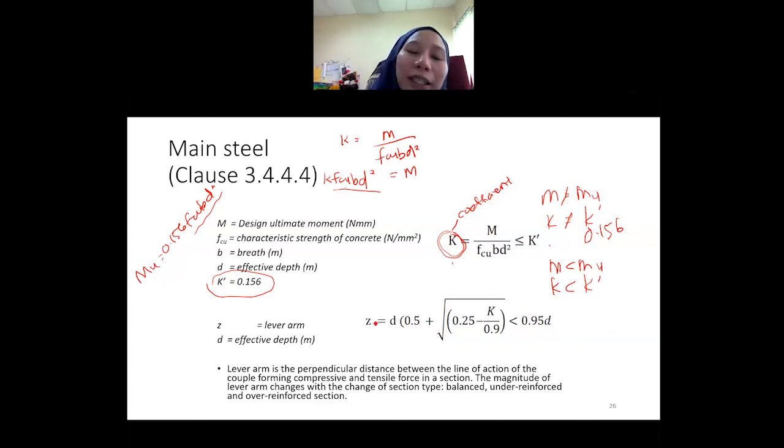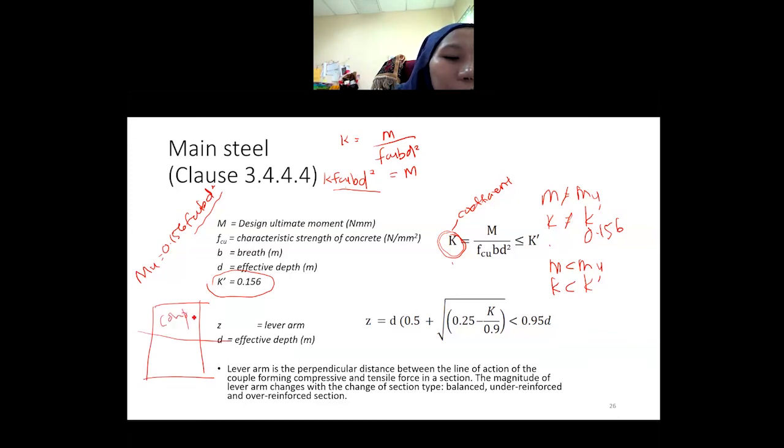Okay, formula Z ni sebenarnya level arm. Okay, what is level arm? So, example here, we have a beam. So, beam here, top is compression. Bottom is tension. Level arm is a perpendicular distance between the line of action of the couple forming compressive and tensile force in the section. Kat mana sebenarnya compression? Kat mana tension?